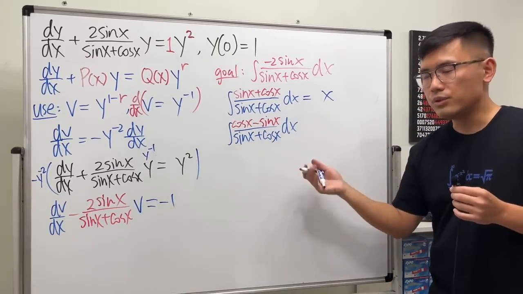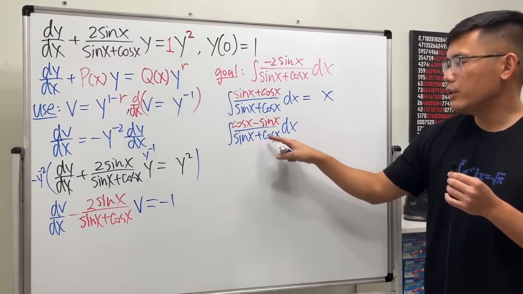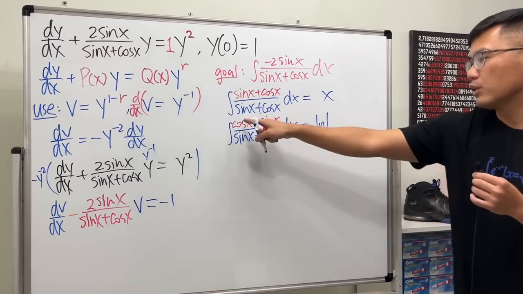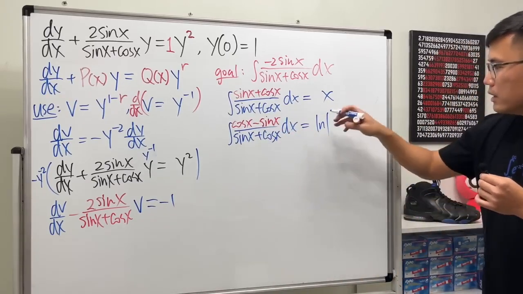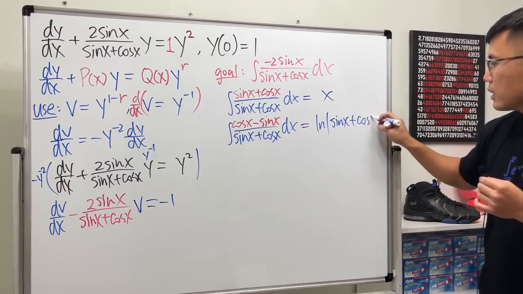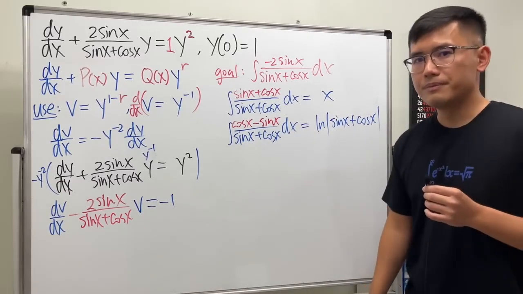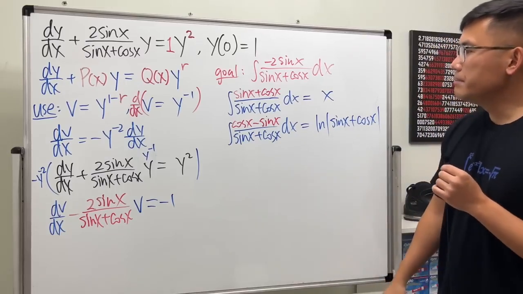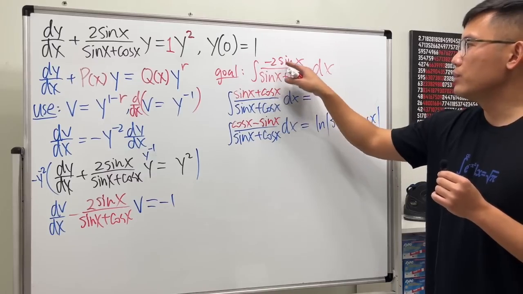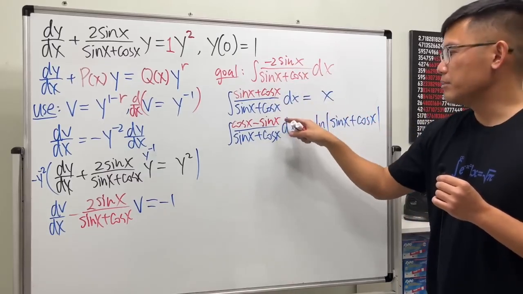Because if this is the situation, then we can just do a u sub, let u equal the bottom, and we'll end up with ln of the bottom, because the derivative is on the top already. So we have ln of the bottom, which is sine x plus cosine x in absolute value. Now, is it possible for us to somehow combine this and that to produce negative 2 sine x? They have the same denominator already.